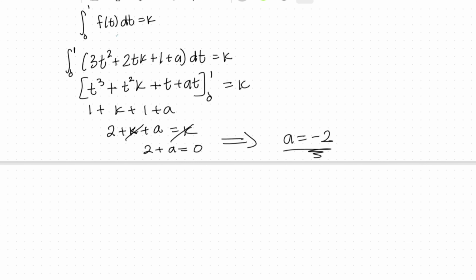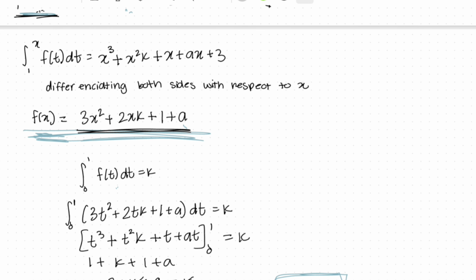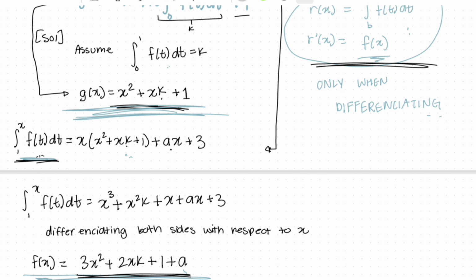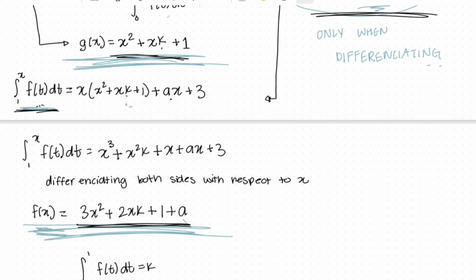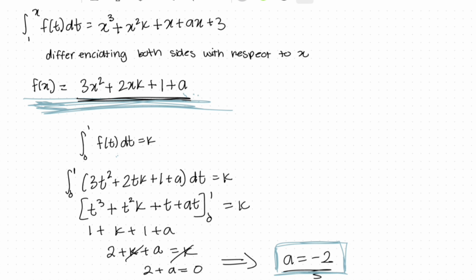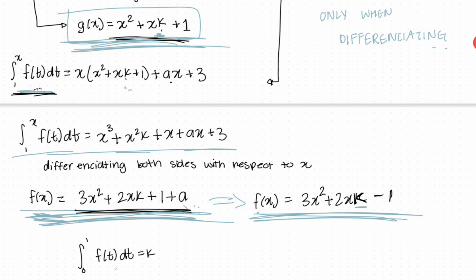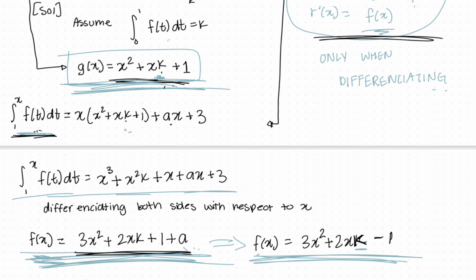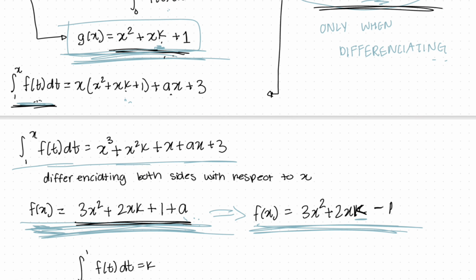That's good. We found the value of a, so that's one step done. But we still need to find the functions f of x and g of x. So first, since we found the value of a, let's replace a with -2. Once we do that, we get f of x is equal to 3x squared plus 2xk plus 1 minus 2, which is just -1. Now we have found f of x, and we see that f of x and g of x are both in terms of k. So now let's try to find k.